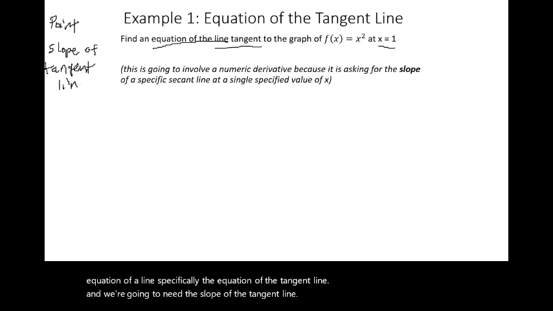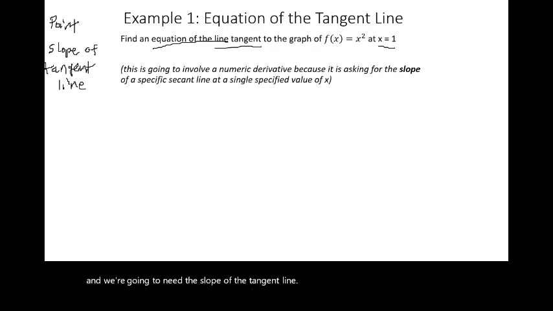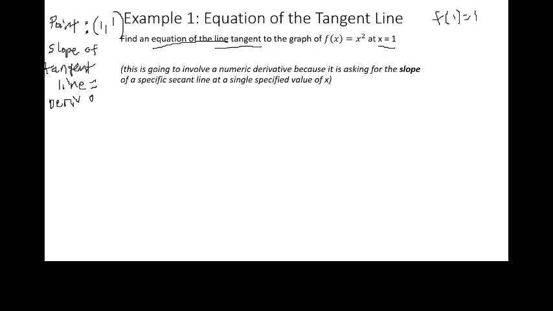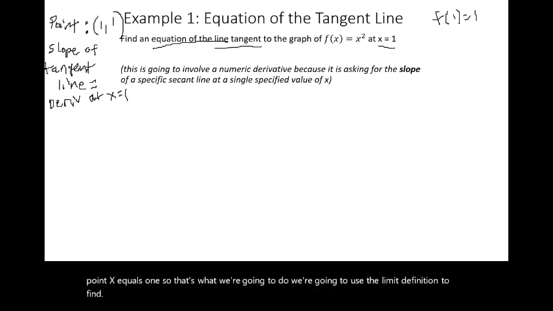Well, we have part of a point and we have no slope of the tangent line. But let's get the rest of the coordinates of the point. So f of 1 is going to equal 1. So our point of tangency is 1, 1. So all we will need to write the equation of the line this time is to find the slope of the tangent line. Slope of the tangent line is also known as the derivative of the function at the point x equals 1. So that's what we're going to do. We're going to use the limit definition to find the slope of the tangent line of f of x equals x squared at x equals 1.